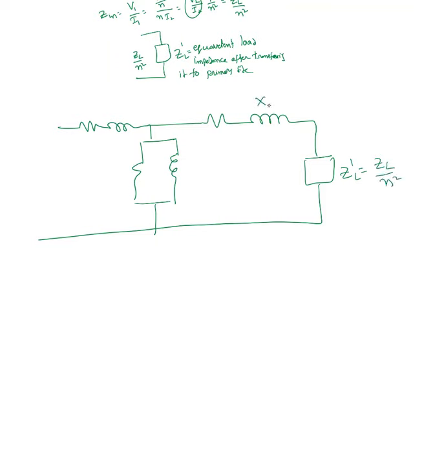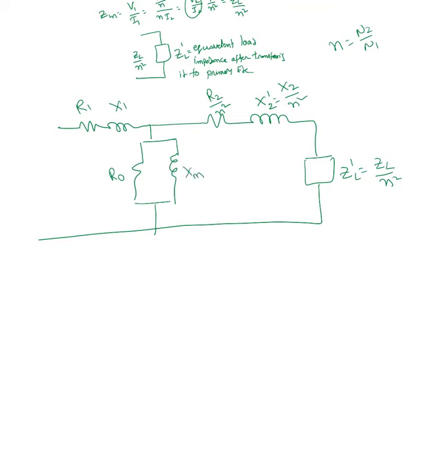So this is X2 prime, the equivalent of the secondary reactance on the primary side. So the equivalent reactance of the secondary on the primary side, X2 prime, is X2 over N square, and N is nothing but N2 over N1. Here also R2 over N square. Okay, this is R1 and X1. This is R0 and XM.